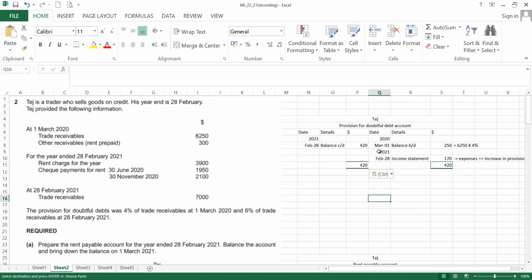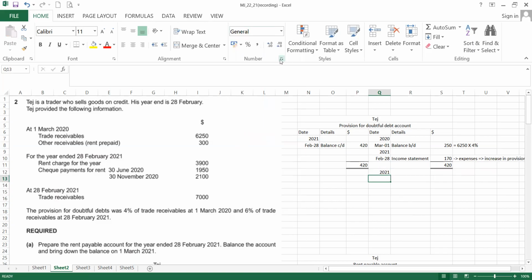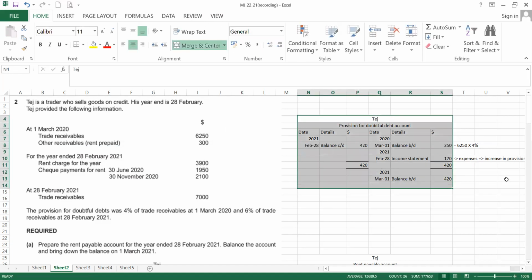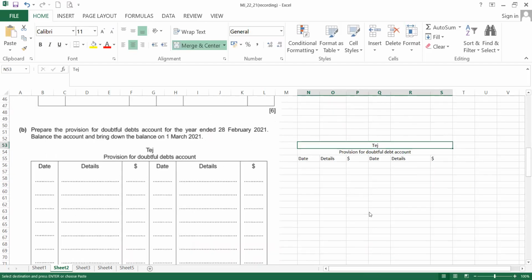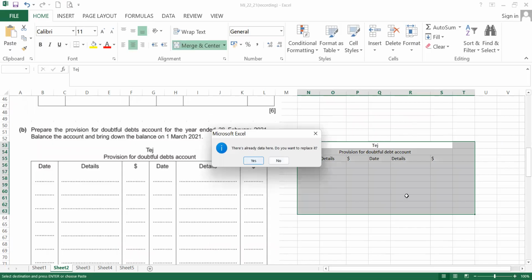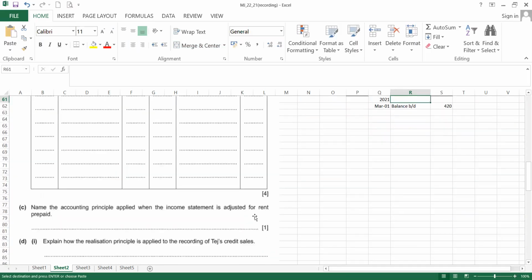Okay. So don't forget balance carry down. Balance must be complete, 201. Then March 1st, balance brought down 450 and 420. So this is the amount we get for this provision for doubtful debt. Okay, so now let's move on.